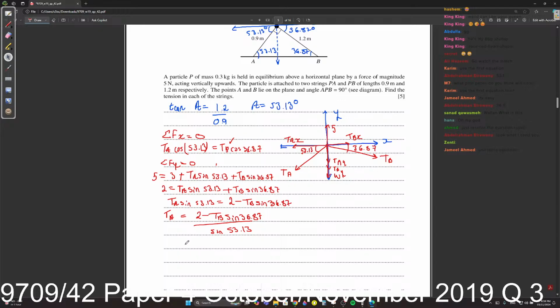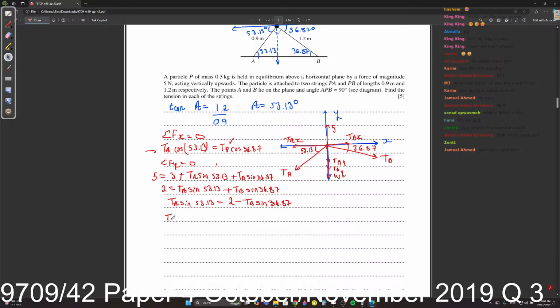But there's no way. You're supposed to do it like this, the way the school taught us. 2 minus TB sine 36.87 over sine 53.13 times cosine. Whoa. No, no, no. You know what? I should have done it the other way around. I want cosine to be in the denominator, so I'll find TA over here, not over here.